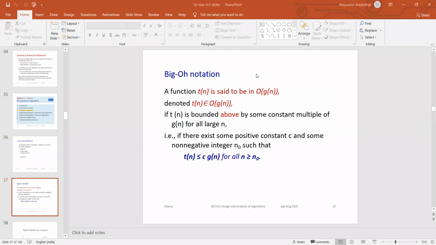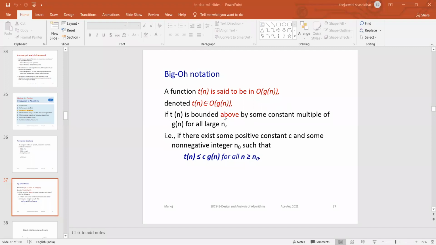Now you come to the big O notation. Under big O notation, keep the definition in your mind; you will see these words later in upcoming problems. A function T of n is said to be in big O of G of n. These are the two functions; here we are taking two functions, one is T of n, the other one is G of n. It is denoted as T of n belongs to big O of G of n.